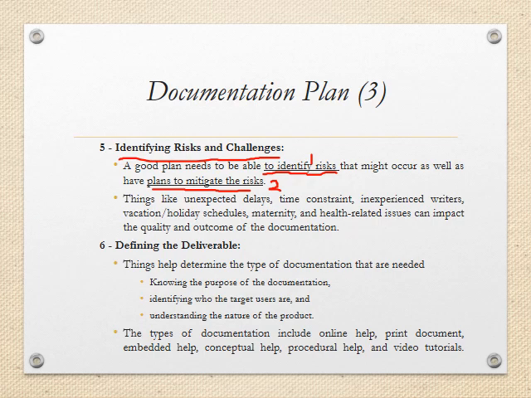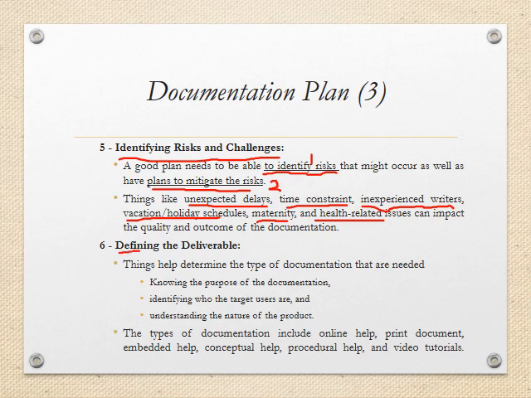What kind of risks might happen during the documentation process? For example, unexpected delays, time constraints, inexperienced writers, vacation, holidays, maternity, health-related issues. All of these are examples of risks and issues that might affect the quality and outcome of the documentation، وهذا بينعكس عليه انه it might lead to a risk to the project or documentation failure.